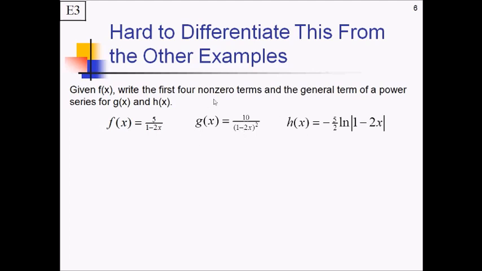So if you want to write the series for g and h, it would be helpful if you already had the series for f of x, and then you could just differentiate or integrate that series. So first things first, let's write out a series for f. Now how do we do that?